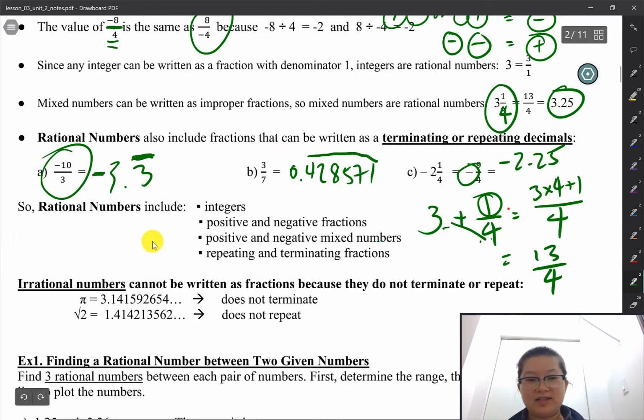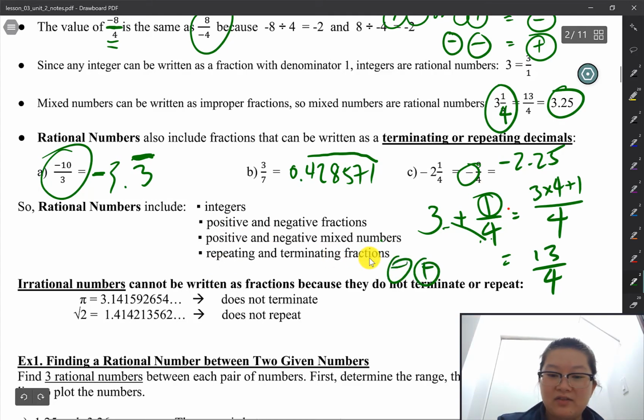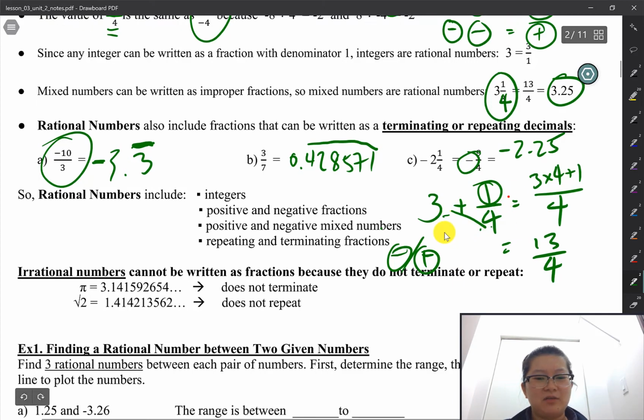So all in all, in summary, your rational numbers include integers, positive and negative fractions, positive and negative mixed numbers, and repeating or terminating decimals that can be negative or positive, okay? Now you might be thinking, well, that means everything is a rational number, right? Then what are these irrational numbers?